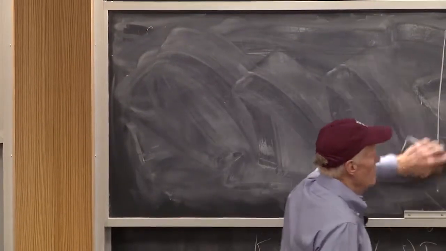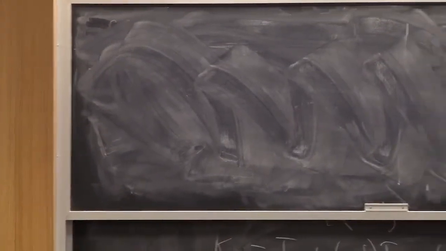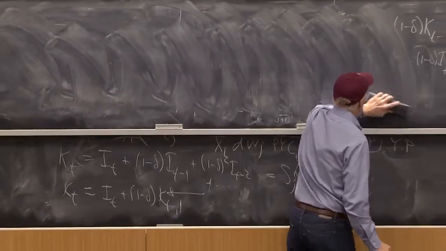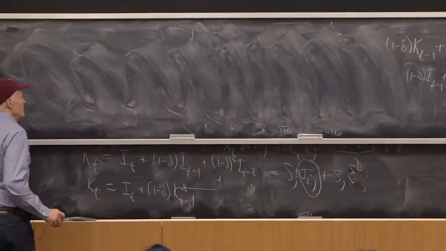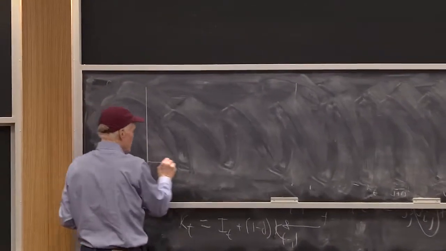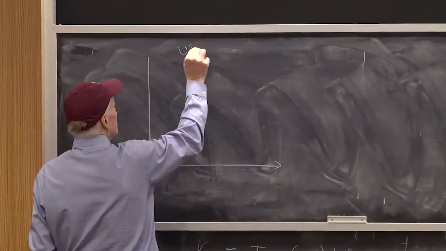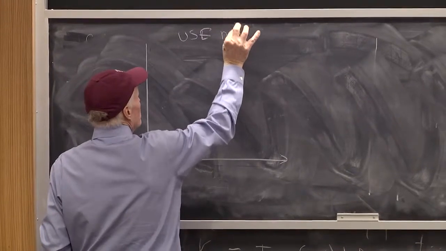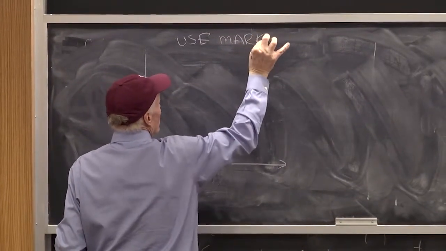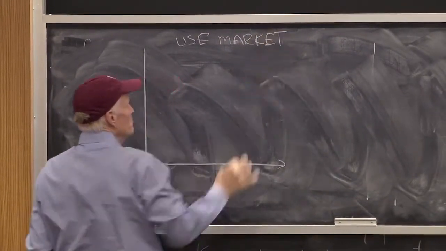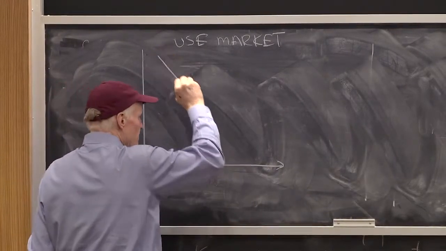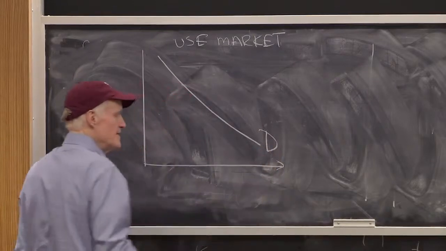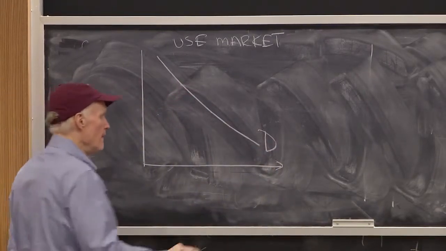How do we think about a market for capital goods? Well, the way we're going to think about it, and at least the simplest model I'm going to do, is I'm going to think about there being a use market. And in my use market, I'm going to think about there being a demand schedule for capital. That's the demand for capital.